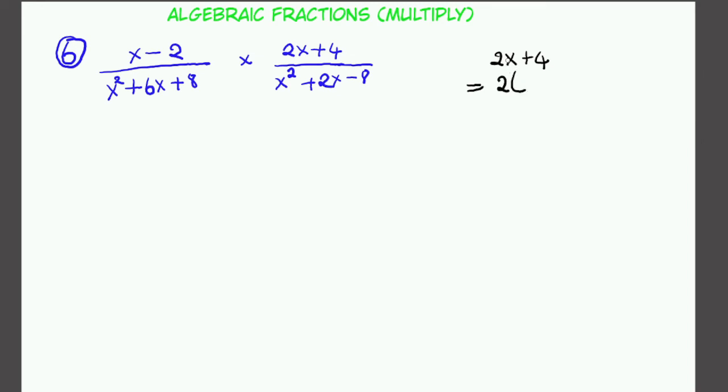So 2 divides into 2x leaves us with x. Put back our plus sign, and 2 divides into 4 leaves us with 2. So on the first quadratic, what two factors of 8 when multiplied will give positive 8, but when added will give positive 6? Correct. 2 and 4, both positive. Let's input these as coefficients of x.